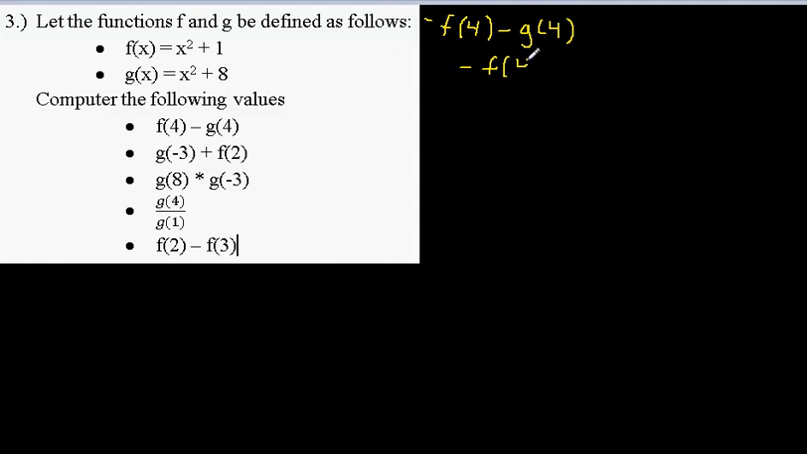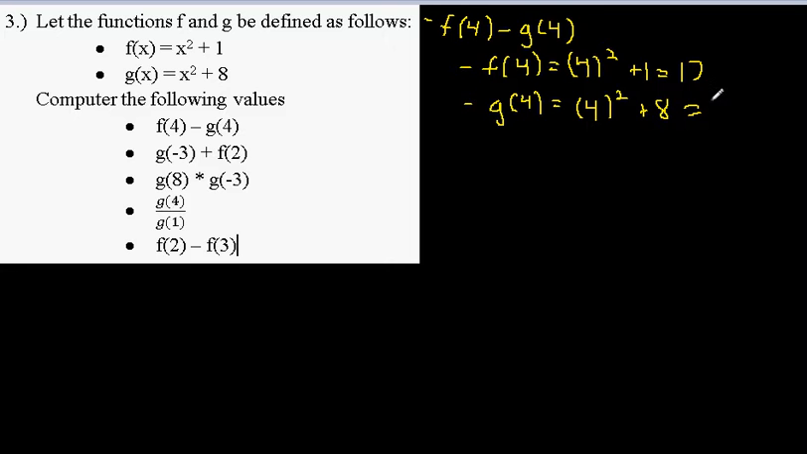Well, f of 4, with 4 replacing x, is going to equal 4 squared plus 1, which leads me to 17. And what's g of 4? Well, g of 4 is going to be 4 squared minus 8, which leads me to 8. Notice the 4's have replaced the x's. And then f of 4, 17, minus g of 4, 8, leads us to an answer of 9.